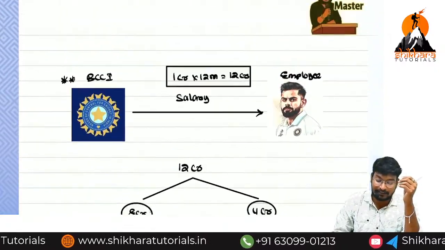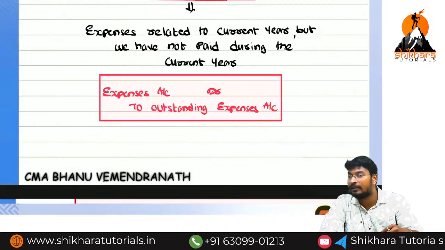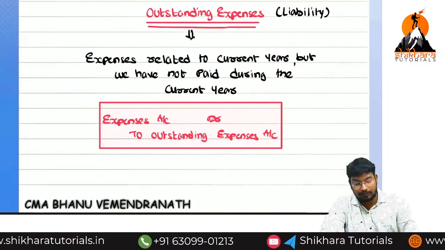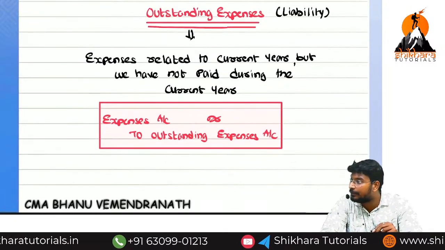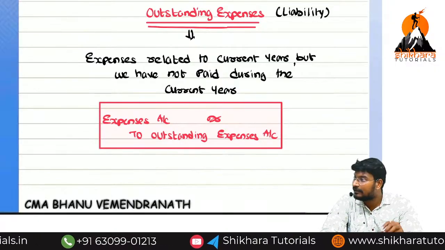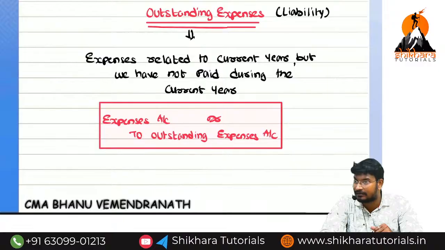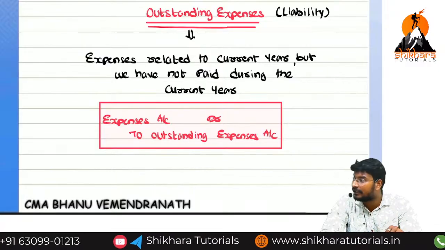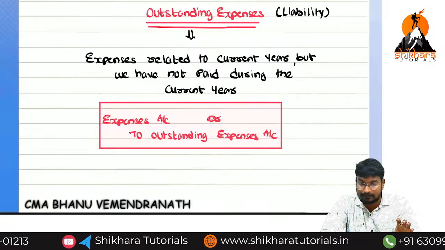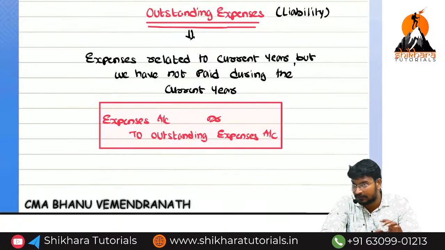What is the common outstanding expenses entry? Expenses account debited to outstanding expenses account. If you observe the accrual basis, what is the meaning of accrual basis? We need to consider the current year transactions. We should not consider the next year or previous year transactions. So outstanding expenses, related to the current year, we need to consider. But as per cash basis, we should not consider because there is no involvement of cash.